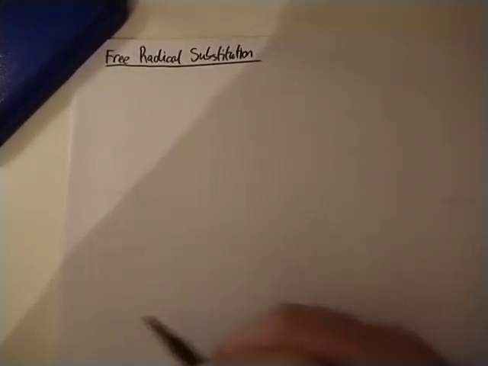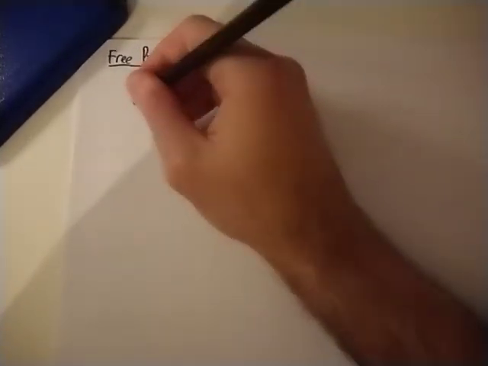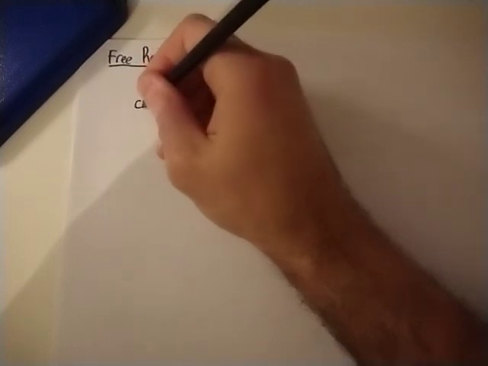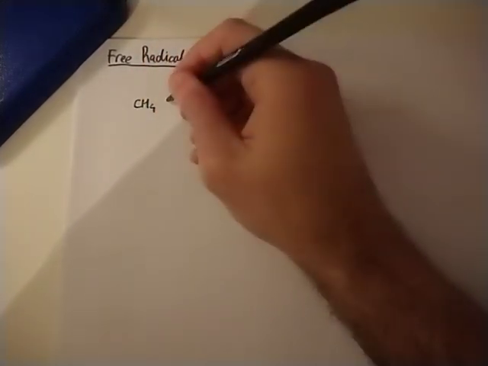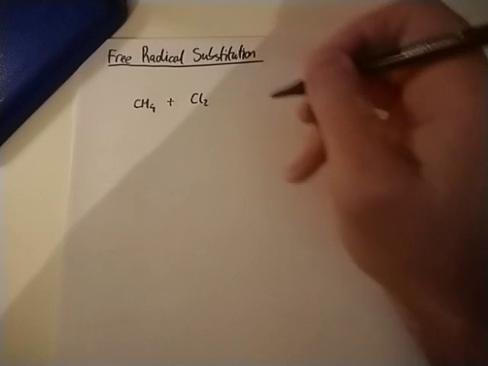Right, so we're going to talk about free radical substitution, one of the many reaction mechanisms you need to know. And we're going to start off with a relatively simple example. And that's going to be methane. So CH4, we're going to react it with chlorine.